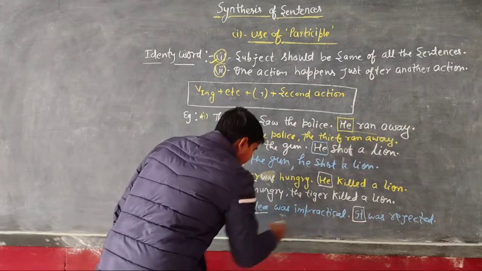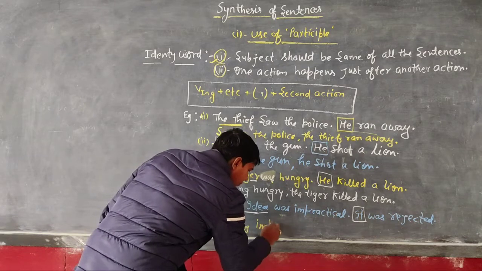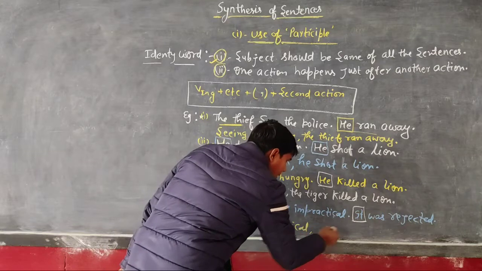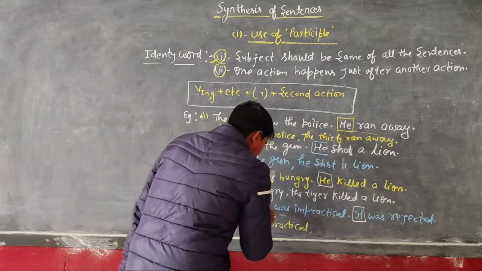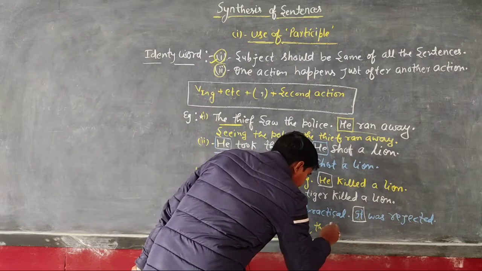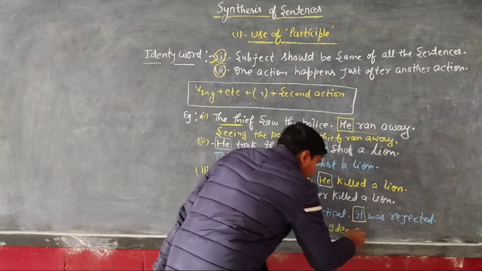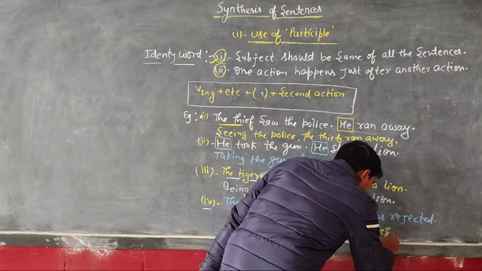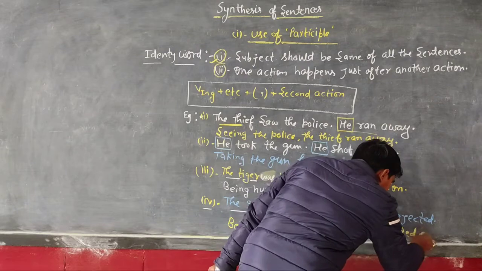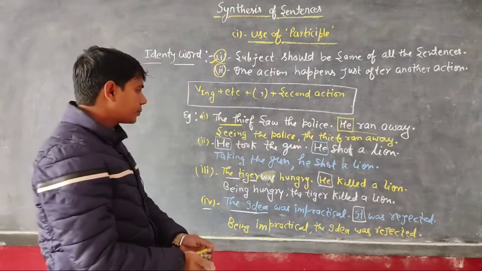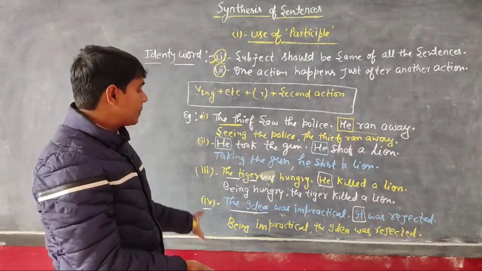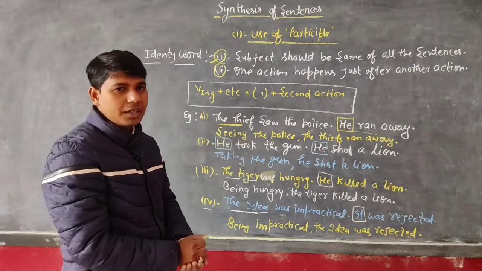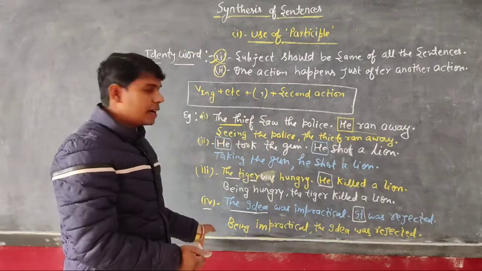Then the other word, impractical. Impractical, put a comma. It is used for the idea, so we will mention the idea was rejected. Okay, sir. So I hope you have got very well how to form a simple sentence with the help of a participle. So these were the keywords and these were the examples.